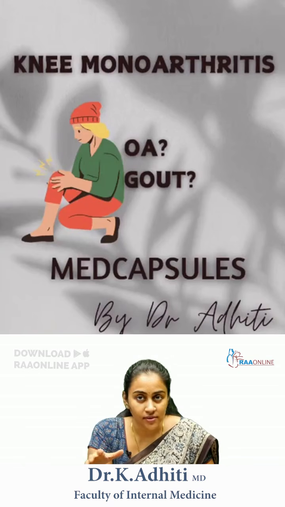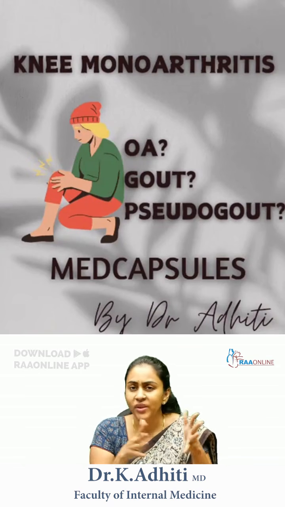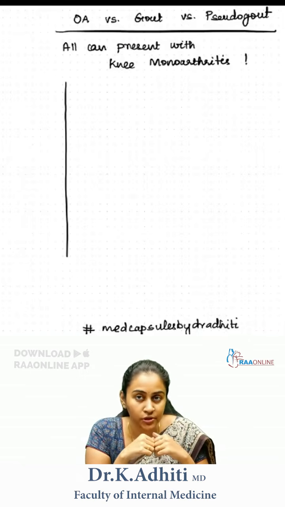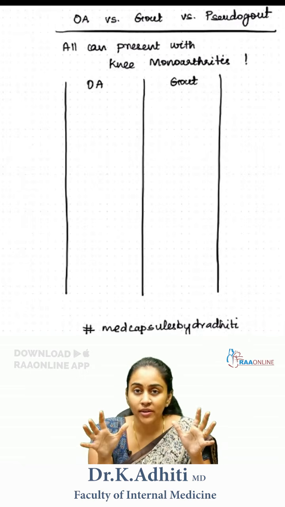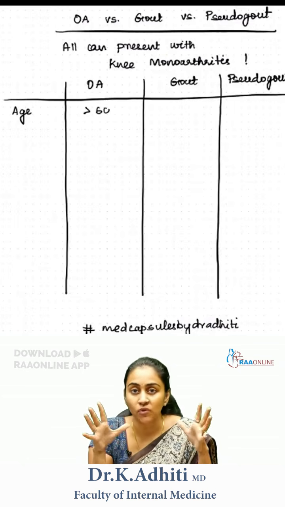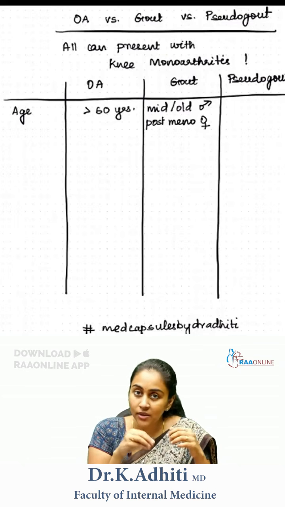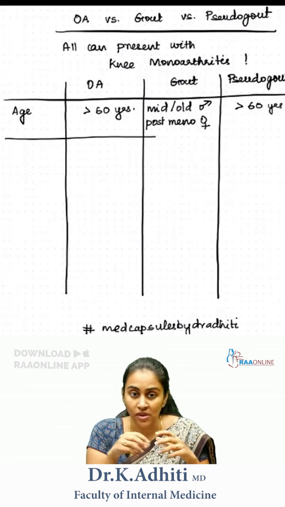Knee monoarthritis. Three important differentials: OA, gout and pseudogout. How do we differentiate? Let me give you a simple solution. Well, let's look at the population or the age group involved. In OA, it is going to be a disease of the elderly population, and so is pseudogout. Gout is commonly seen in middle to older aged males and in postmenopausal females.